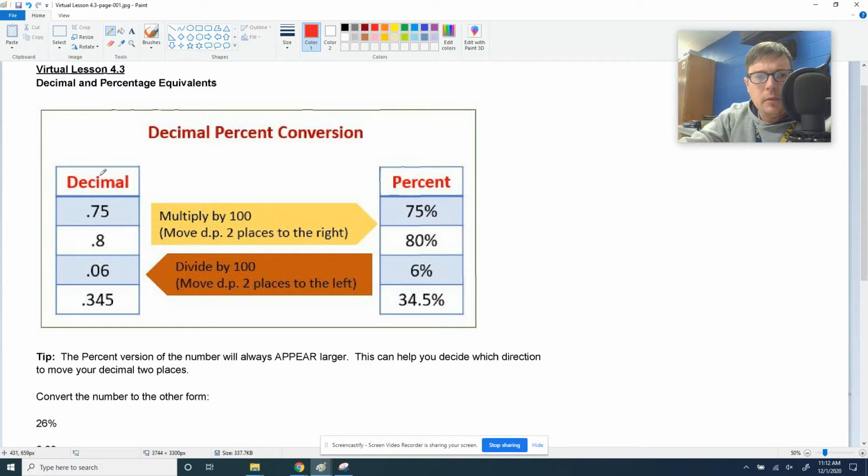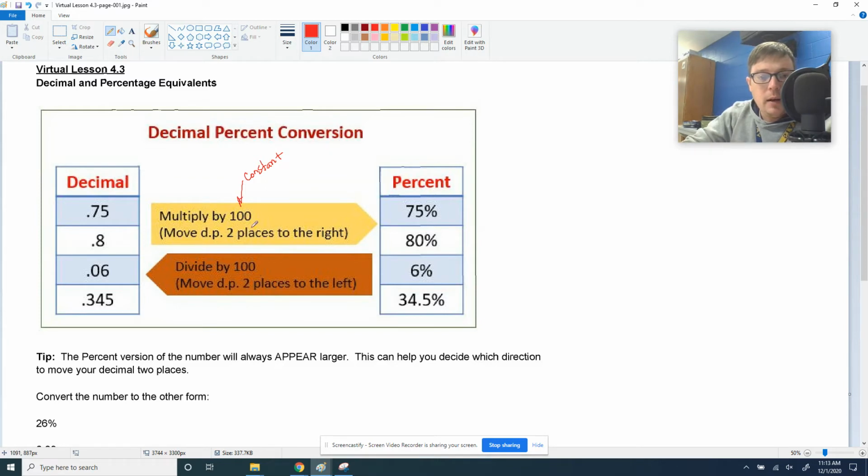We're converting between decimals and percentages, and a decimal and a percentage are just different forms of equivalent numbers. The way that you think about it is as a proportional relationship. To get from decimal to percent, you multiply by 100. That's your constant of proportionality. Think of that as your constant. And to go from a percent back to a decimal, you divide by 100, the same constant of proportionality.